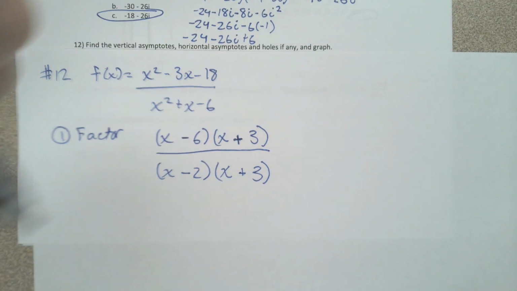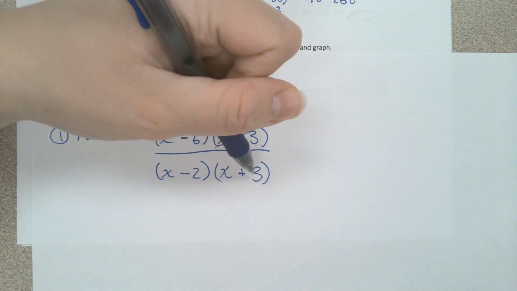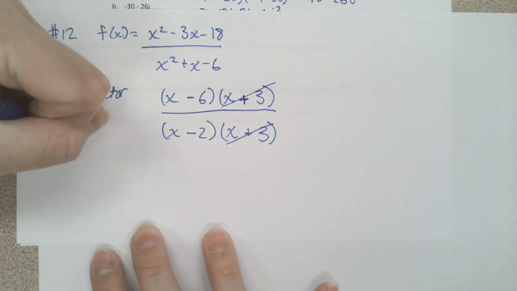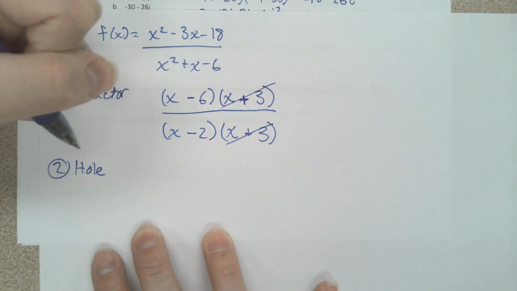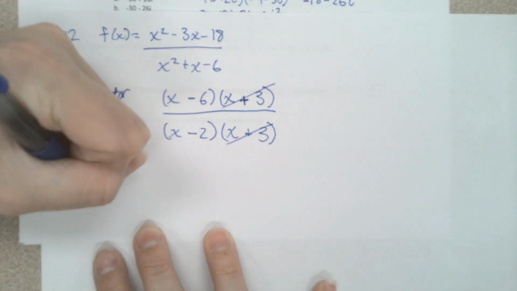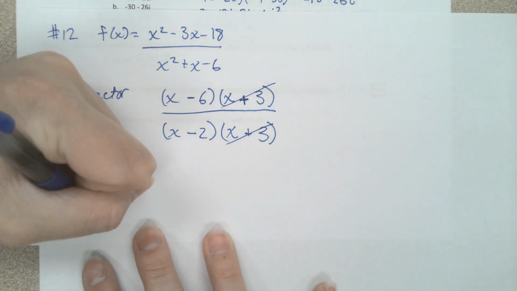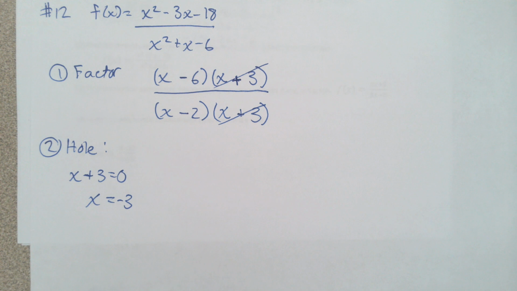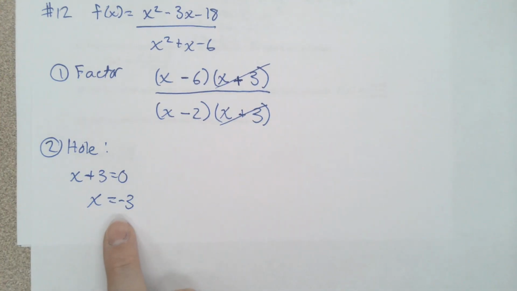Now notice that I can cancel x plus 3 from the top and the bottom. This will create a hole in the graph at x plus 3 equals 0. So at x equals negative 3. Now remember, a hole is a singular point, but it's an open dot on the point, meaning it's not actually defined there. So this right now is a line. We need the actual y value that goes with that hole.